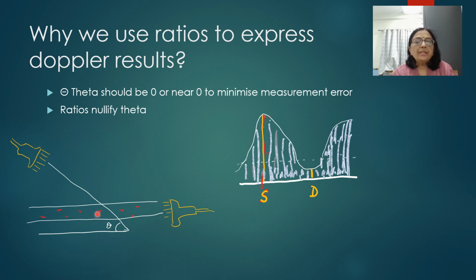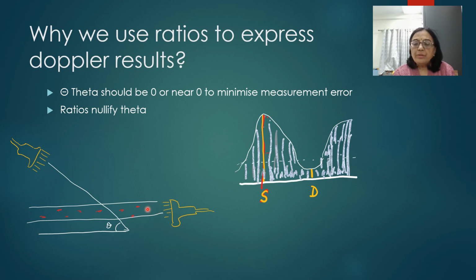Now if theta is 0 or near 0, there is no measurement error. But if it is more than, especially, 20 degrees, then there is a measurement error. Now here, if the transducer is here, and if the blood in a vessel is directly flowing towards or directly flowing away from the transducer, then the angle theta is almost 0 and there is no measurement error.